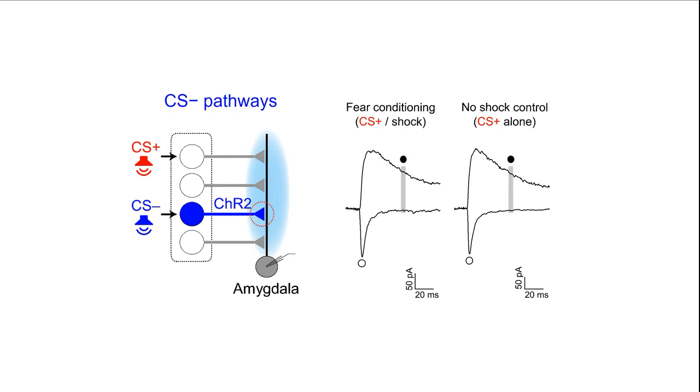This suggests that LTP was induced selectively in the CS+ pathways, but not in the CS- pathways, in discriminative fear learning. Our results suggest that the formation of fear memory associated with a specific auditory cue requires selective synaptic strengthening in neural pathways that convey the auditory signals to the amygdala.